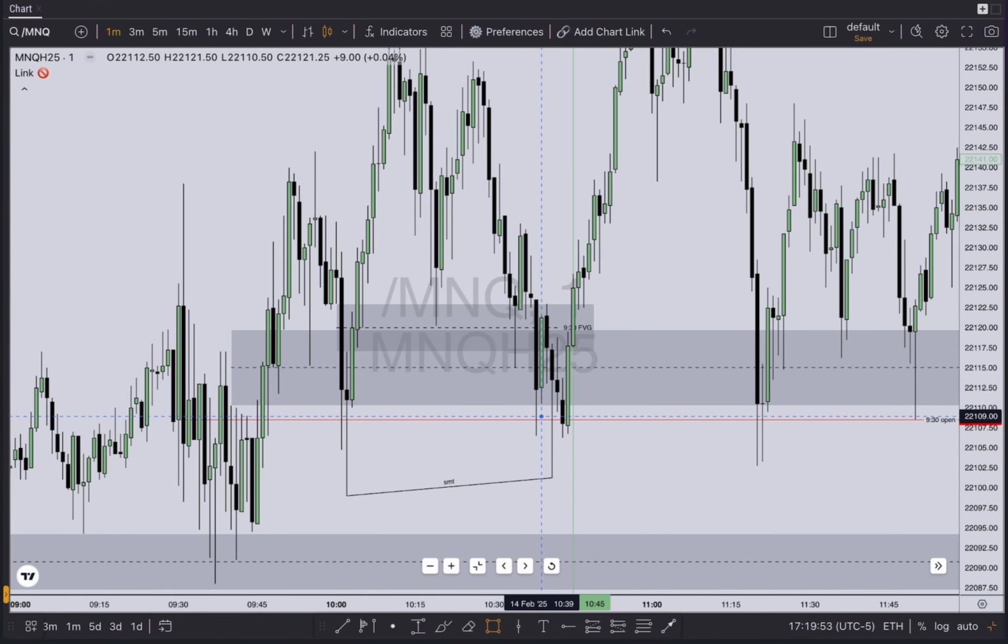So SMTs, time of day, 10:45 macro, 2nd a.m. macro. We break structure right here. Inverse the 9:30 value gap. Look at all these confluences. Now we have what was once before an order block, right? We have down, up, and then down. So this bullish candle is an order block.